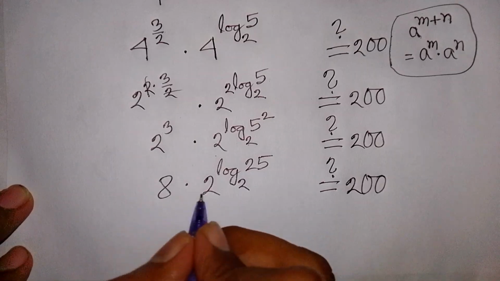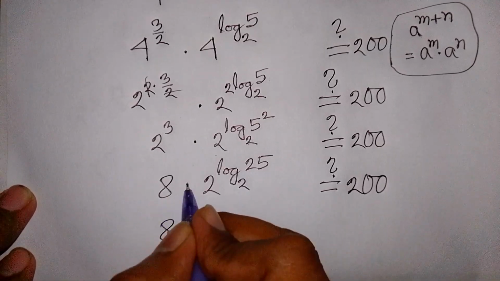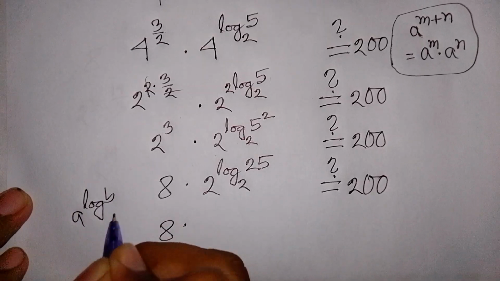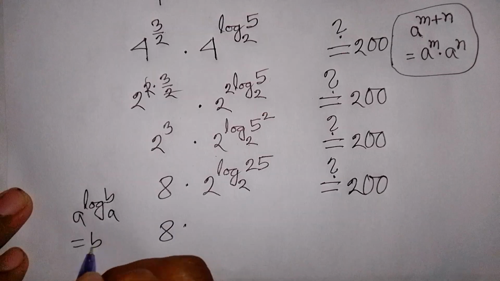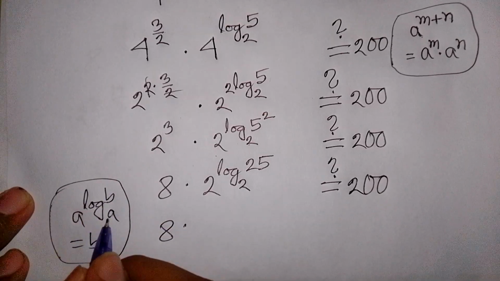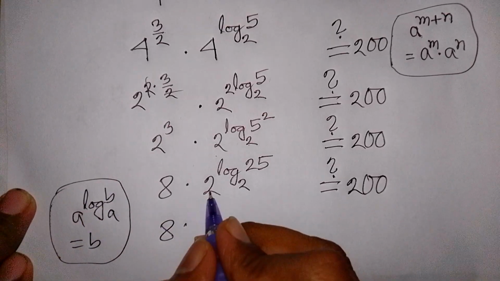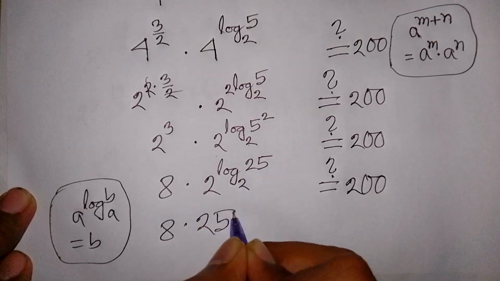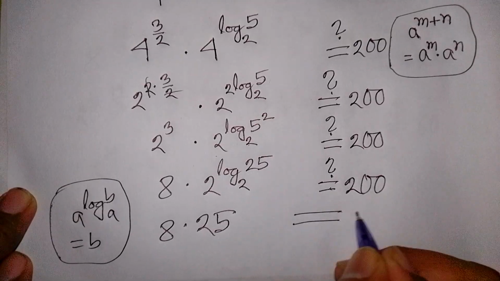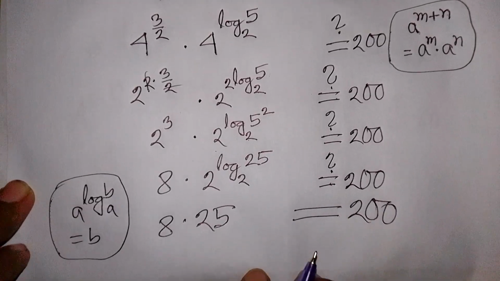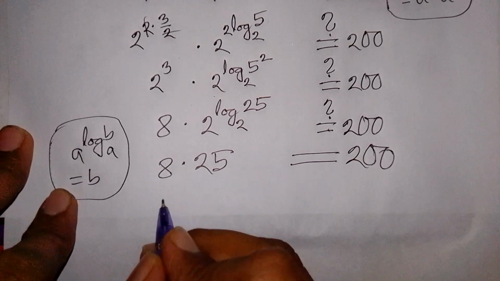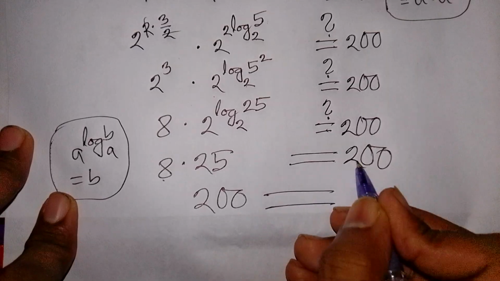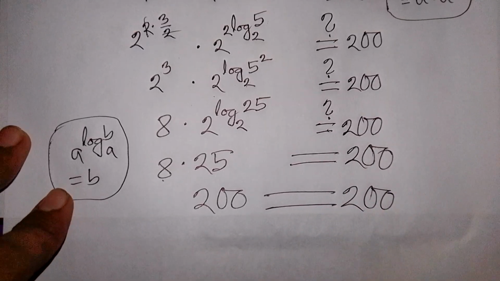Now we have 8 times, here we apply this formula, a to the power log b base a is equal to b. A to the power log b base a is equal to b. So 2 to the power log 25 base 2 is the same as 25, is equal to 200. Now 8 multiplied by 25 is the same as 200. So of course 200 is equal to 200. So left side is equal to right side.